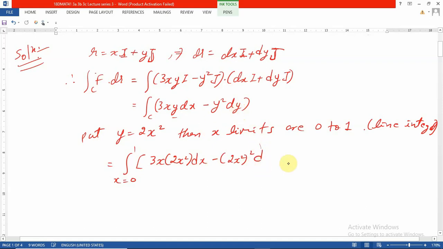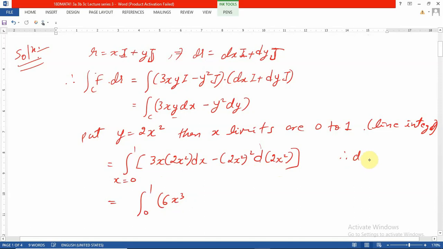Okay, so differentiation of 2x square. Yes friends, this is a completely different type of example they have given. Now we can simplify. This is integration 0 to 1. Here I am going to get 3 into 2 is 6x cube. Okay, dx is common, so differentiation I am going to do on the right hand side.